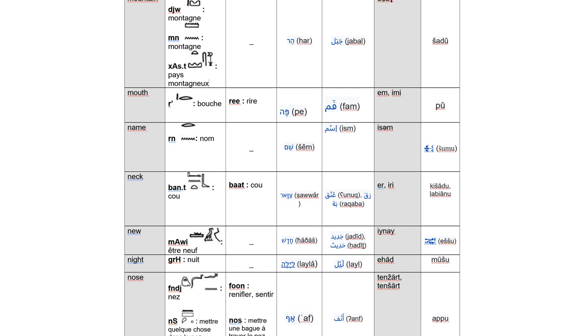Here also you can take randomly some other examples. For neck you have bind in Egyptian, you have bat in Wolof. For nose, you have fench in Egyptian, you have phone in Wolof, which means to sniff, to smell. You have nos in Egyptian, which is translated as to make something in the nose, and you have the same word in Wolof, which means to make a ring in the nose, the same word with the same meaning.